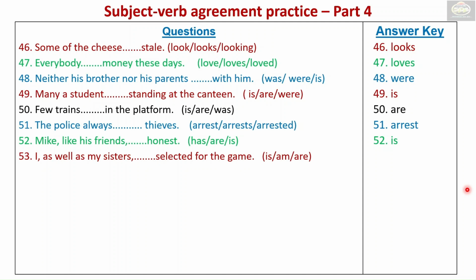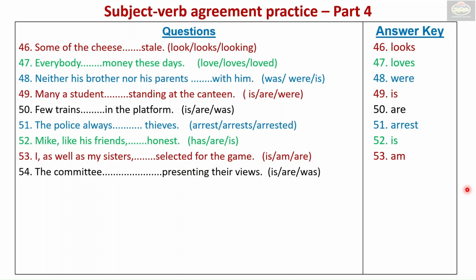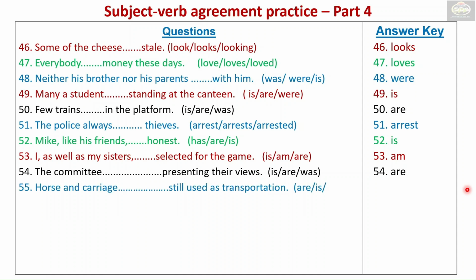I am selected for the game. The committee are presenting their views. Look here, it means the committee, used in a plural way. Are. Horse and carriage, two nouns as singular, is still used as transportation. Is.